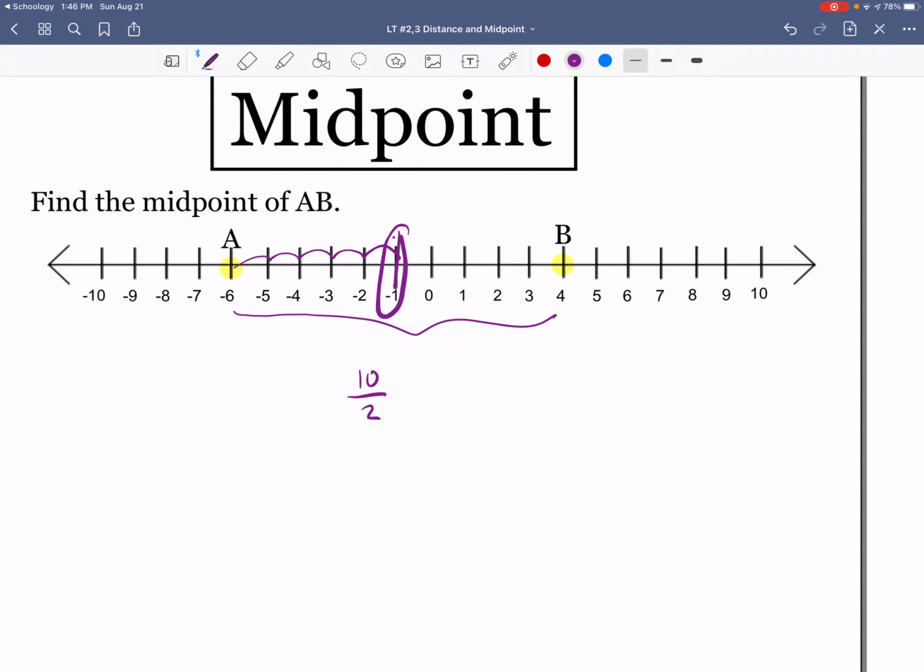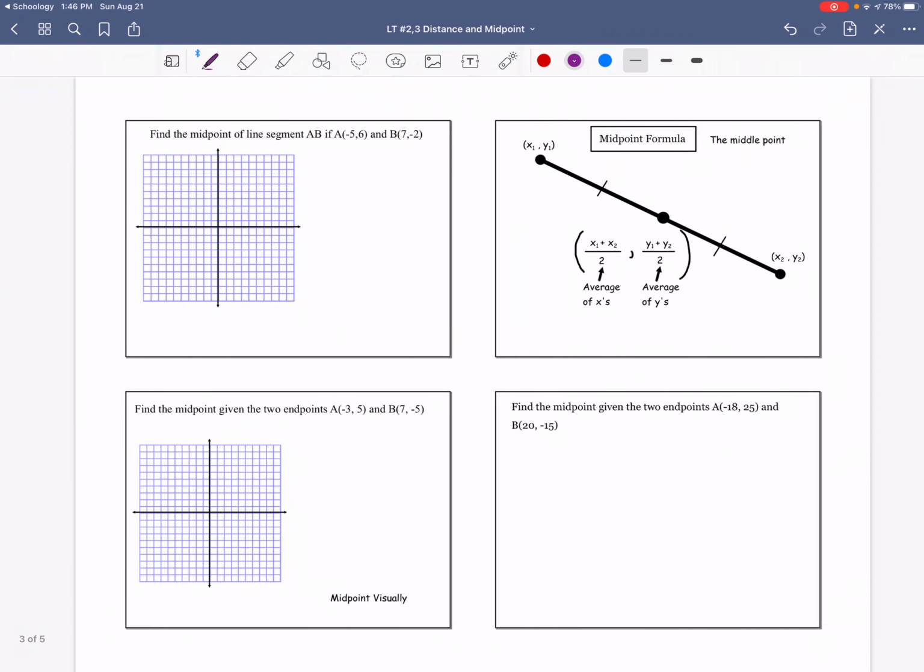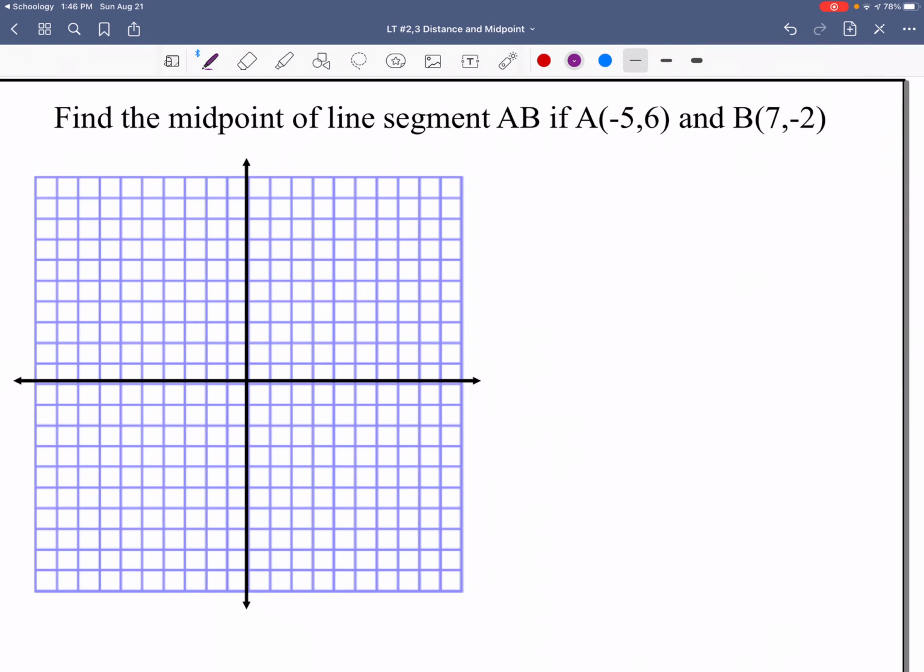If we did the average between 4 and negative 6, where we added 4 plus negative 6, and then divided by 2, that would be an average. Let's see if that works. This gives us negative 2 over 2, which is negative 1. That also works. So we're going to look at midpoint as the average between two numbers. It's what's right in between. Let's go to the next slide.